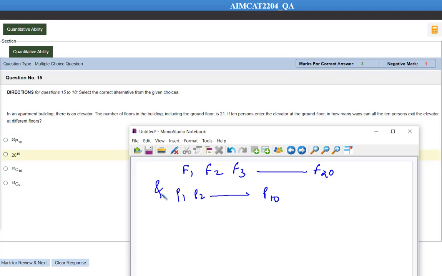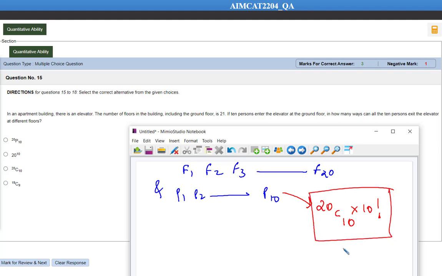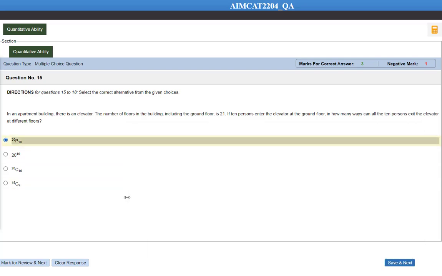So what these 10 people need to do is select 10 floors first of all. Out of 20 floors, these 10 people will select 10 floors, and they will get arranged among those 10 floors in 10 factorial ways. So this is the answer. This is nothing but 20P10. 20C10 into 10 factorial is nothing but 20P10. Okay, so the first option is the answer.